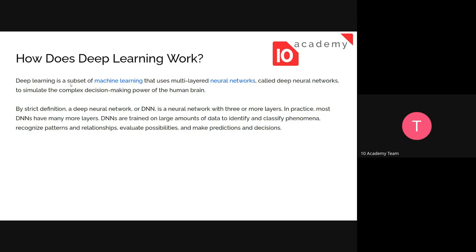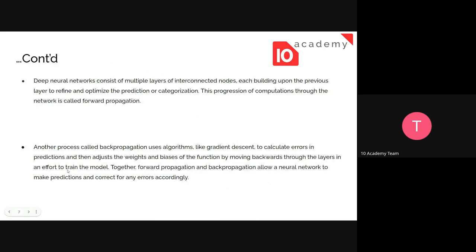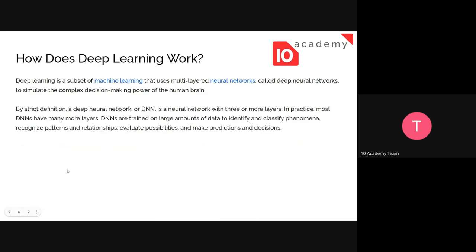So how does it work? Actually, I hope this is how it works in calculation format, but let's try to simplify that. So how does it work? We've just mentioned that it is a subset of machine learning, right? So that uses multi-layer neural networks. A subset of machine learning, and also a type of neural network, where we have many multi-layered neurons, we call it deep learning.